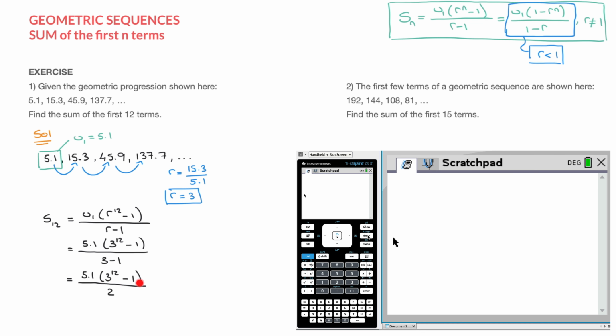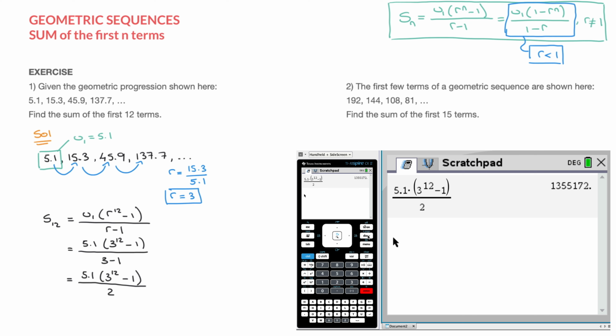And since the numerator has more than one term here, I write all of it inside its own pair of parentheses. So here we go. On my calculator, I'll go ahead and open up a pair of parentheses for that numerator, and I type 5.1 times, in parentheses, 3 raised to the power of 12. I get away from that exponent. I take 1 away from that, and I exit all of those parentheses. That's my numerator taken care of. I now divide all of that by 2. And so I type 2, and I press Enter.